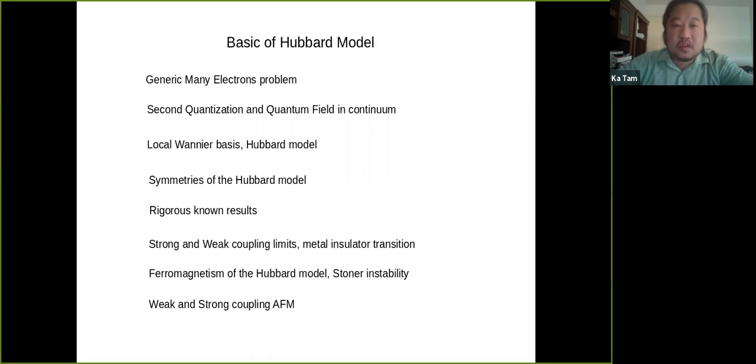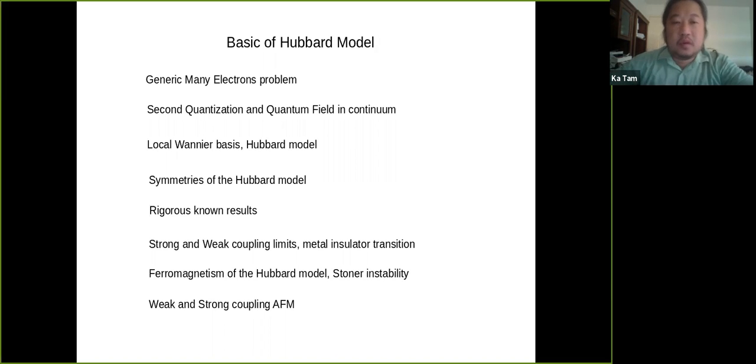This is roughly the outline I'm going to talk about today. First of all, I'm going to talk about the generic many electrons problem, what Hamiltonian we are concerned with. And then I will introduce the second quantization, because someone told me they want to be more familiar with the language. This is not the language we usually use in ab initio. And then I will show how to go from the second quantization to a quantum field in the continuum. And then when we have the Hamiltonian in the continuum, we can expand the quantum field in the local Wannier basis, and we will finally get the Hubbard model.